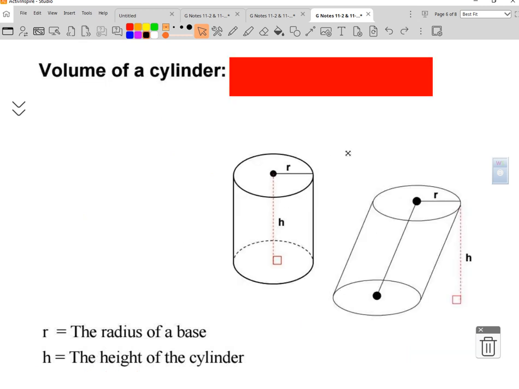Volume of a cylinder. Let's use our imagination. This is my top of it. So volume of a cylinder. This is a cylinder. Okay. So volume refers to how much a solid can hold, how much it takes to fill it up, or how much space it takes up. You are a 3D figure, right?